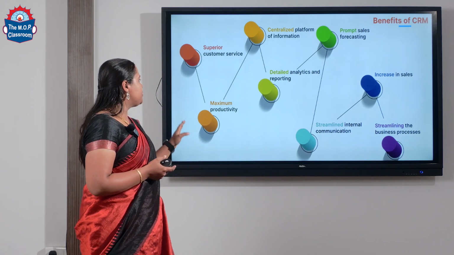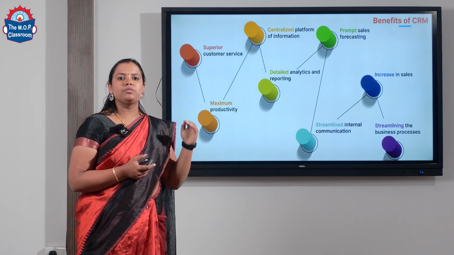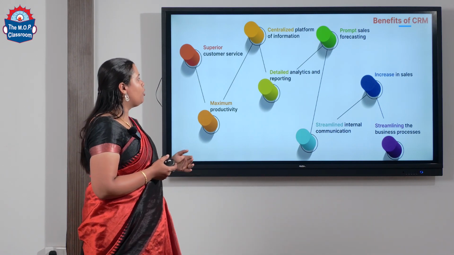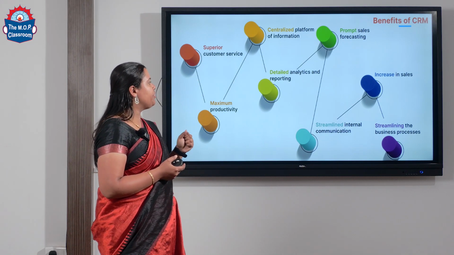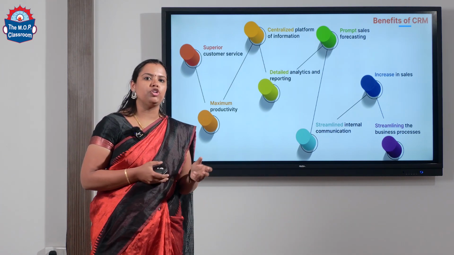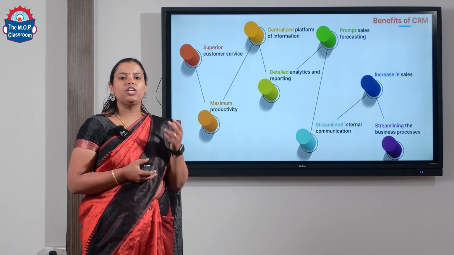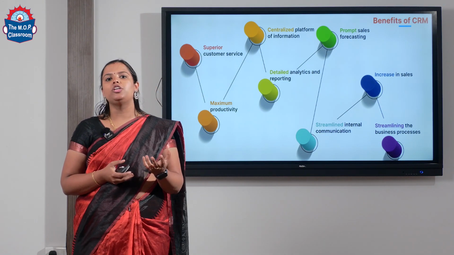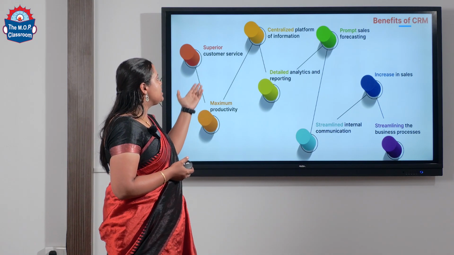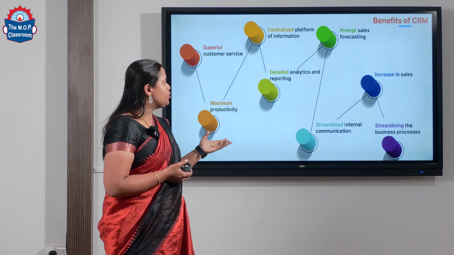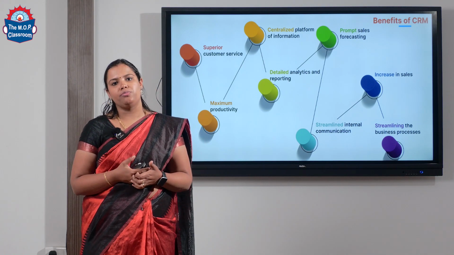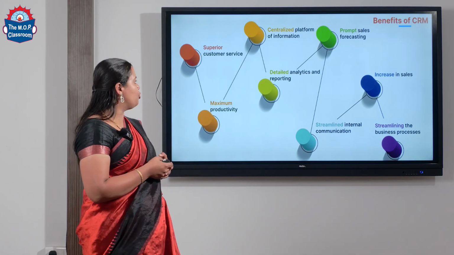So next is your maximum productivity. So unless and until you have maximum production in terms of your products, the more market capture you have in the current competitive world. Next is your centralized platform of information. How are you communicating with the customers? How centralized is your information system in your company's website or a product website? That will ensure that you are giving a knowledge portal to all the customers on how to communicate with you, how to resolve the issues here. A detailed analysis, then you have sales forecasting, internal communication, increase in sales, and streamlining the business process. So ultimately, your entire operating system of a business is equally important to run a CRM function smoothly.